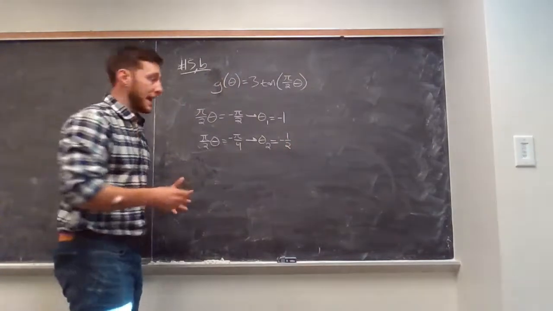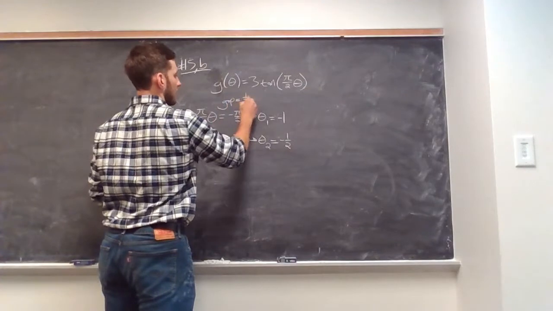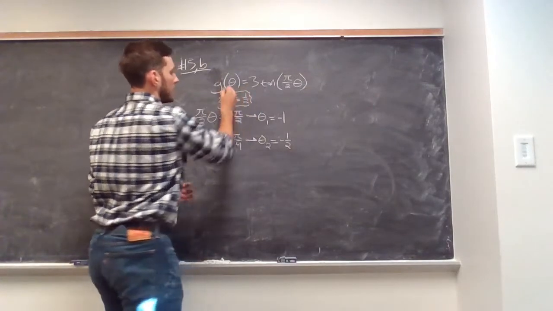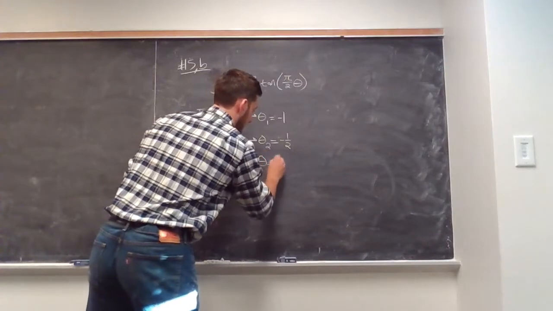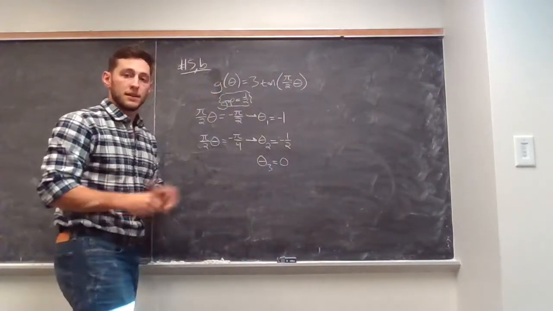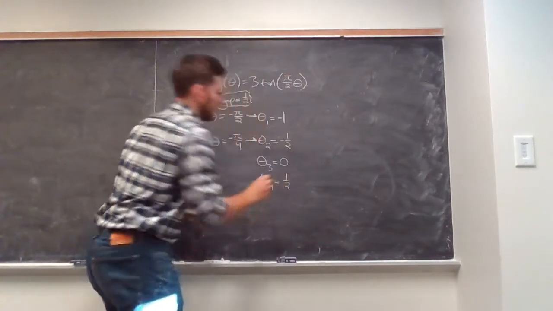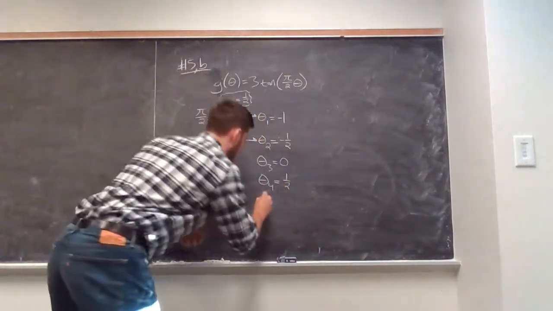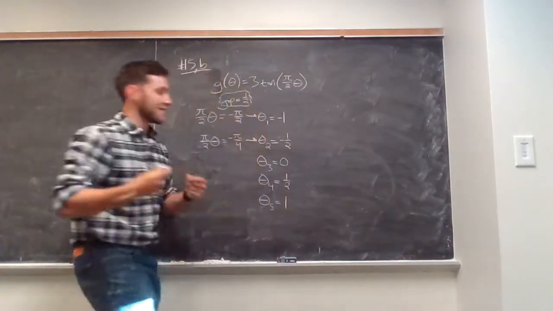Now this tells me the gap. The gap better equal 1/2. So my next important point, I just add 1/2, is 0. My next important point beyond that, theta 4, is positive 1/2. And I add 1/2 one more time to get my last important point of positive 1.